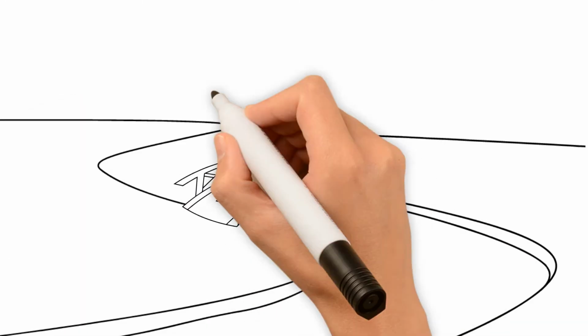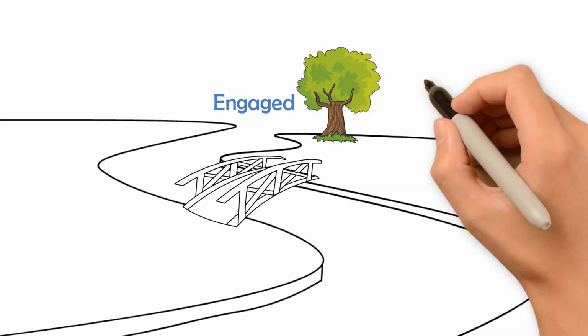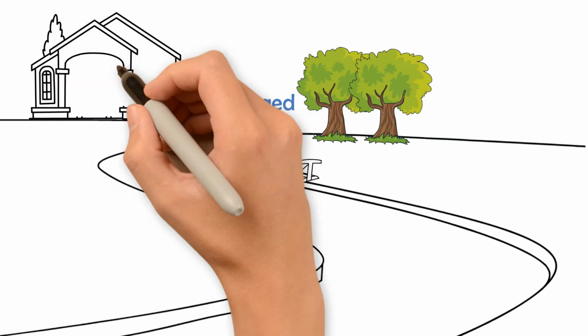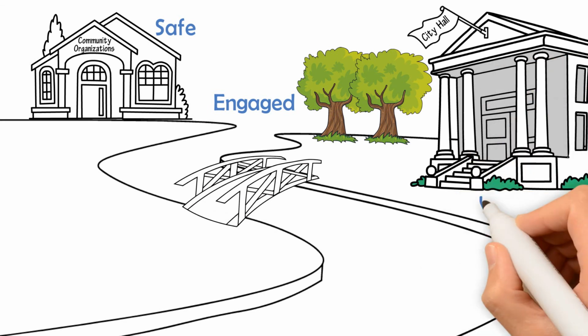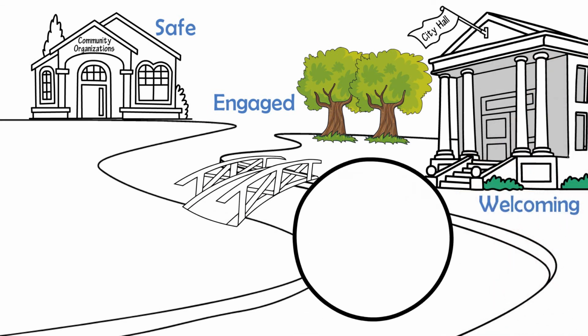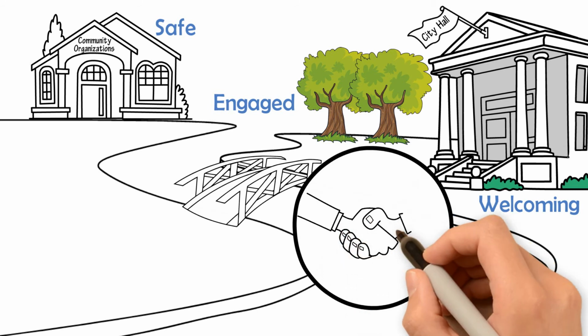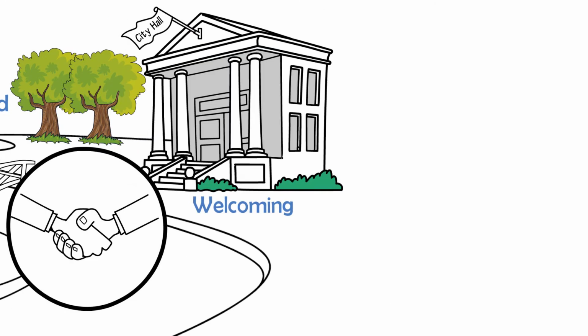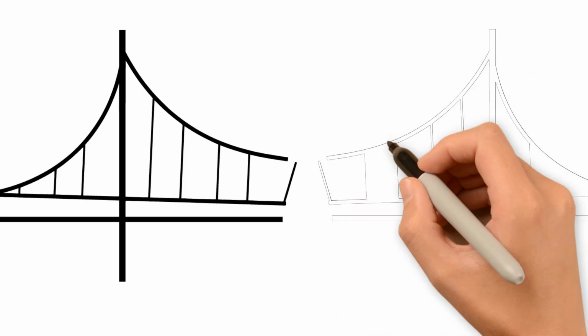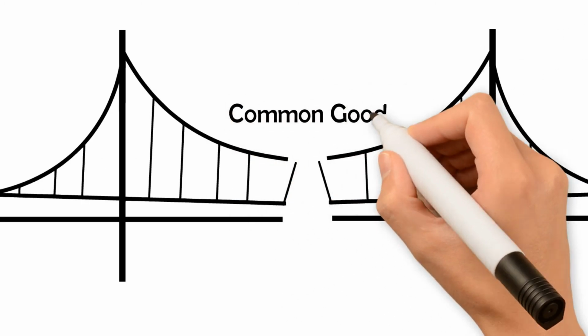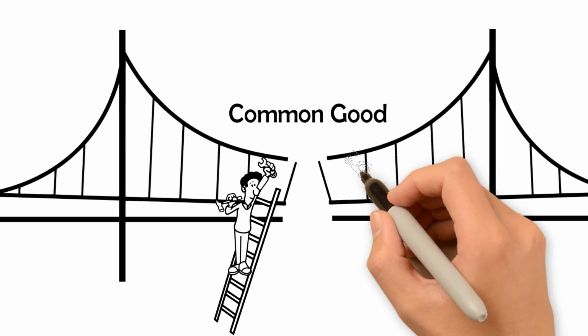Even though we have engaged community residents, it's very important that there still exist safe, welcoming, and inclusive bridges of opportunities for residents to share their needs and desires with local government. This establishes a trust-building process. Once bridges of communication and trust have been built, local government and community residents can get together to find common ground and work toward common good.